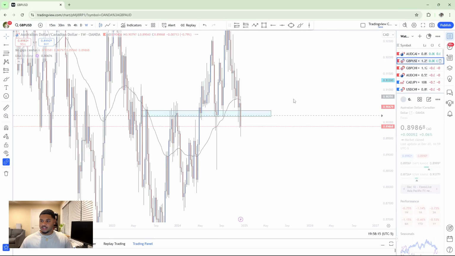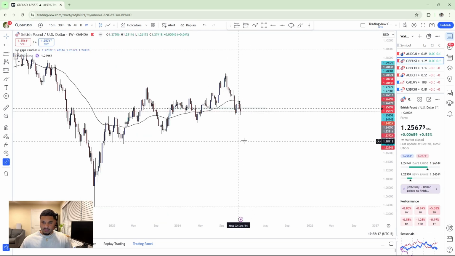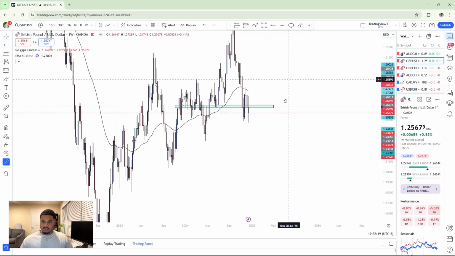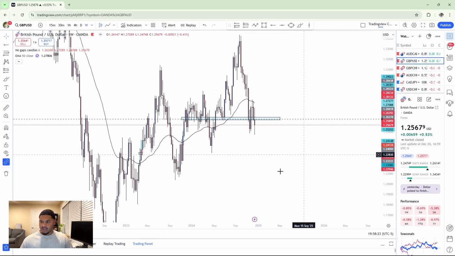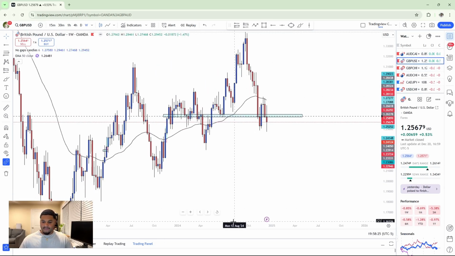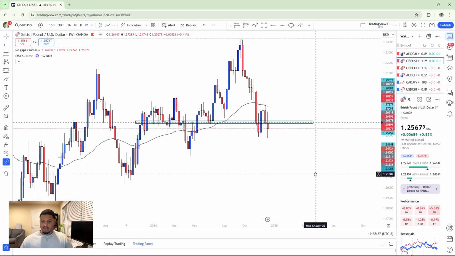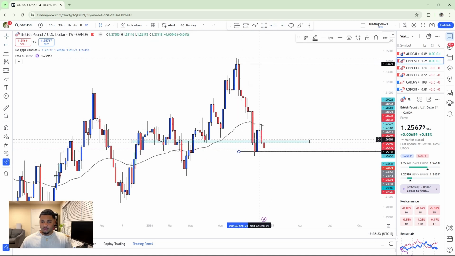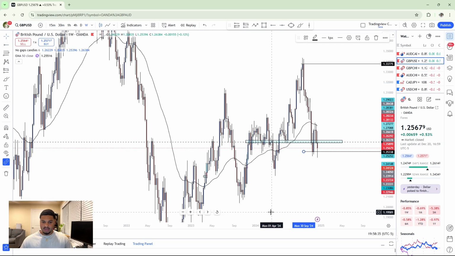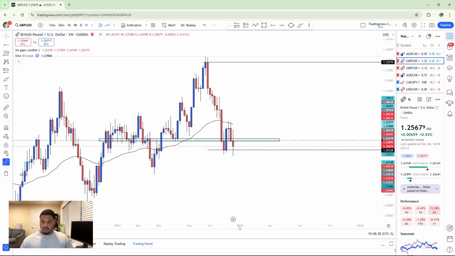Next pair is GBPUSD. Super clean pair as well. I would say the selling pairs and some of the buying pairs, or probably one of the buying pairs, are super clean. GBPUSD, this is how we look on the weekly. We are bearish. Lower low, lower high. Let me double check. Yeah, we're bearish. Lower low, lower high.